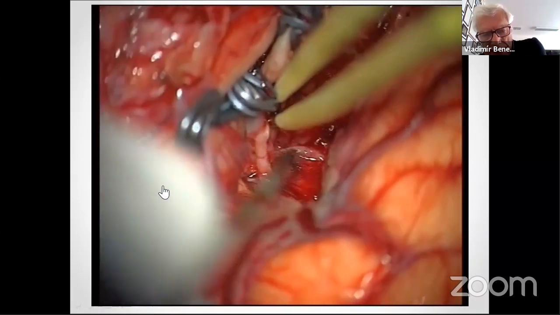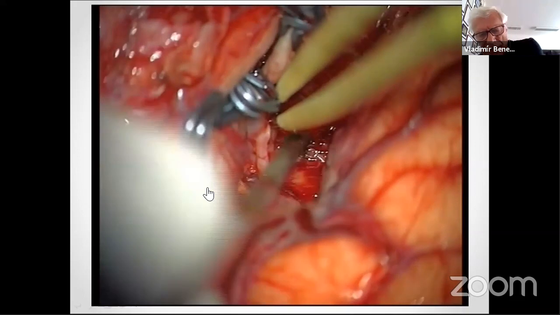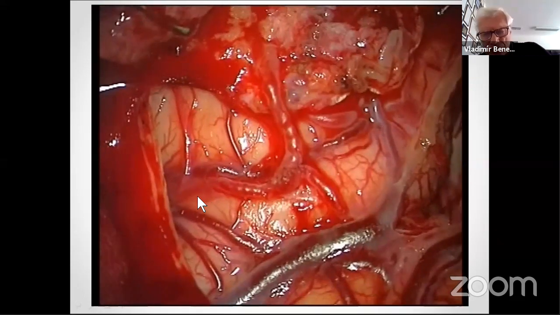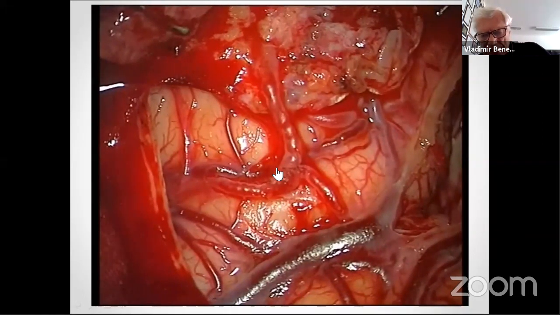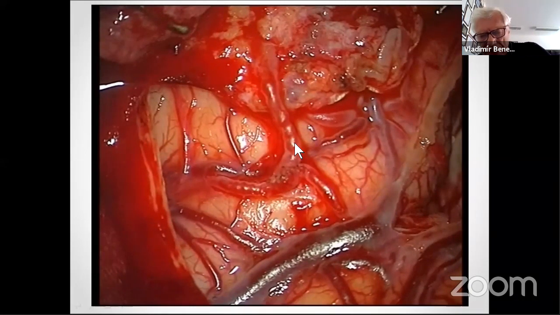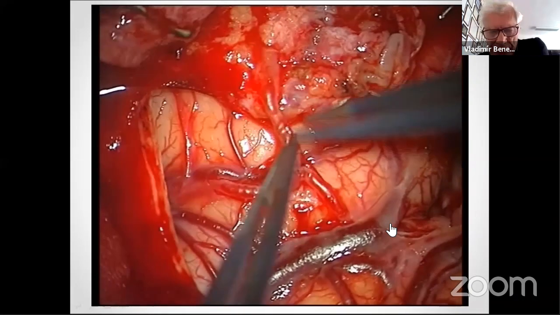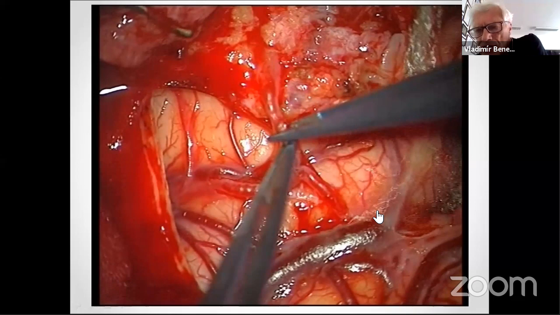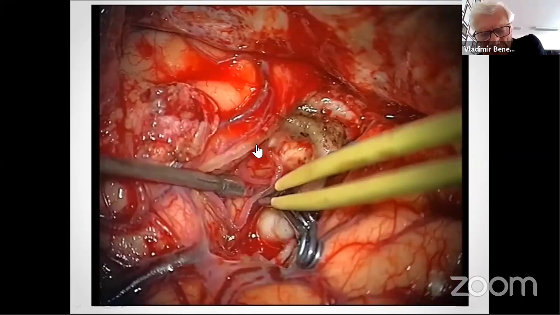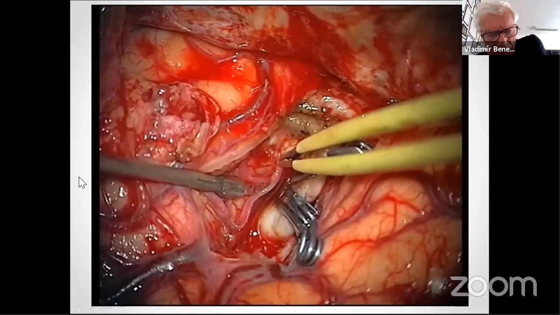The regular STA-MCA bypass is usually sufficient. We hardly use the high flow bypasses in these cases. The 20 milliliters of blood which comes in 1 minute through such a bypass is usually sufficient. Let's go forward.